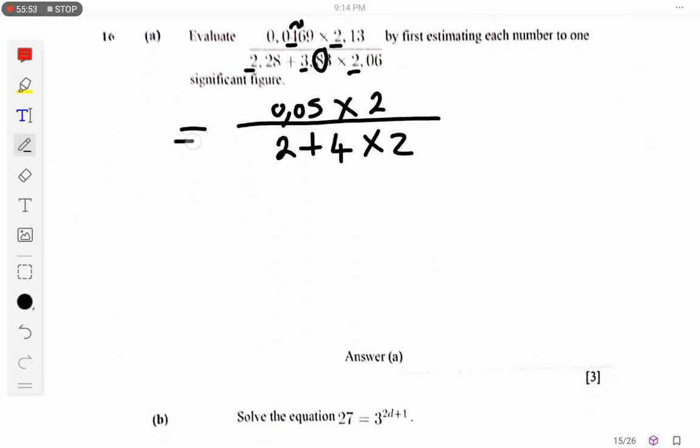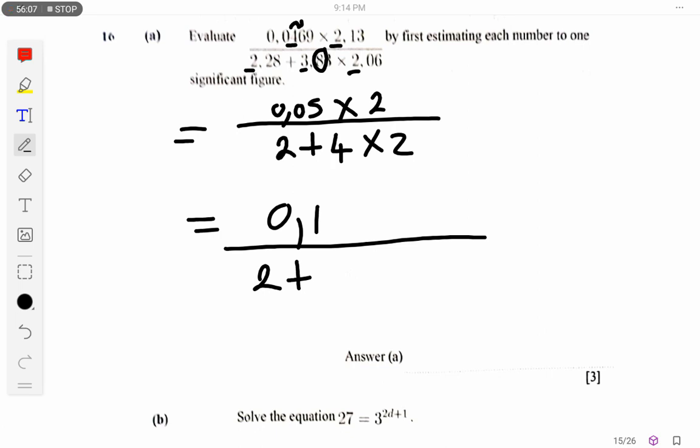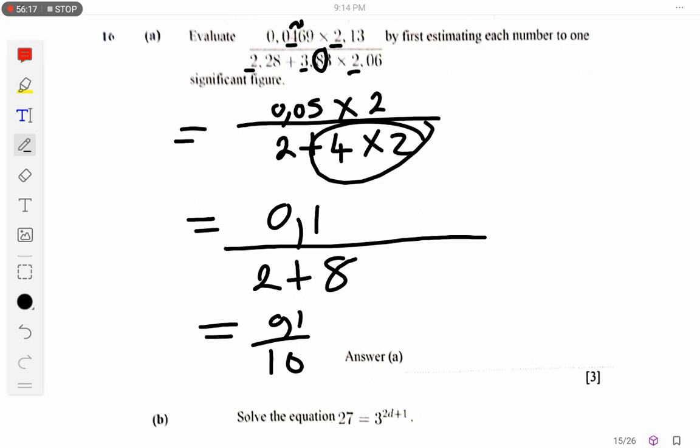Let's simplify this. So this is going to be 0.05 times 2, we get 0.1, over 2 plus 4 times 2. We deal with this first using BODMAS. So we get 8 here, so this will give us 0.1 over 10. 10 into this value there, it means we are just increasing the number of decimals. We get 0.01 like that.